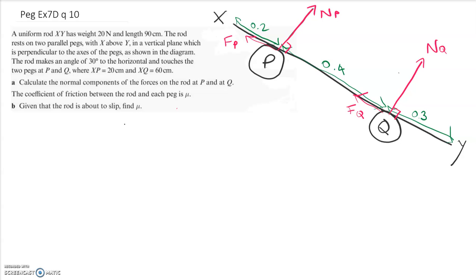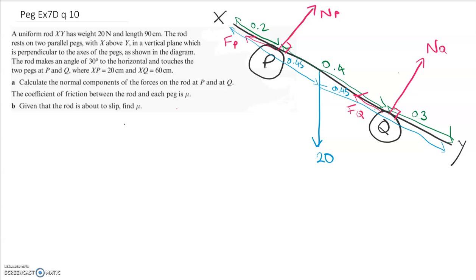I've also got the weight of the rod, and because it's uniform, it would be acting at 0.45 from each end. So 0.45 there and 0.45 there. I've changed everything to meters.